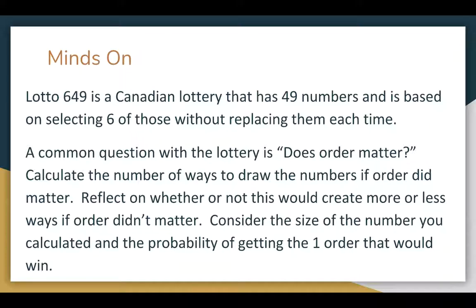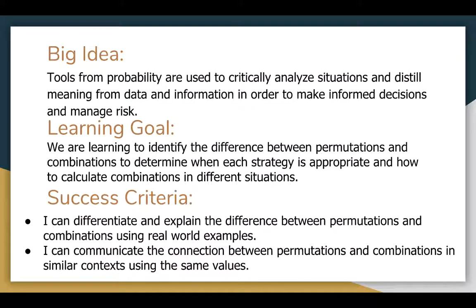If you calculated the number of ways if it did matter, that would be a permutation idea, like 49p6, so 49, 48, 47, 46 all multiplied. You could think about whether that number would be bigger or smaller if order didn't matter, and what the probability would be, like 1 out of that. Is that ever even possible? That gives you an idea of whether or not order matters if you actually calculate that 49p6. The big idea doesn't change. It's just the idea of making decisions, better informing our decisions with probability.